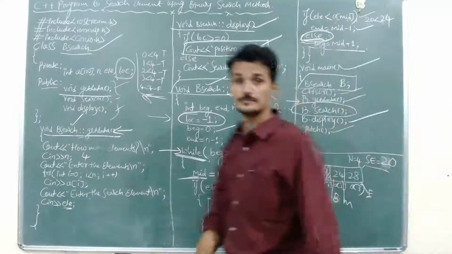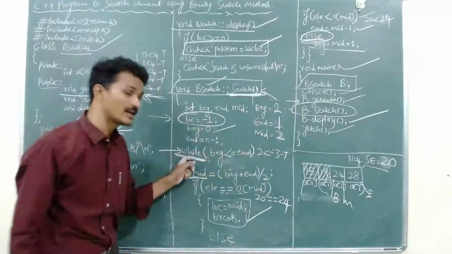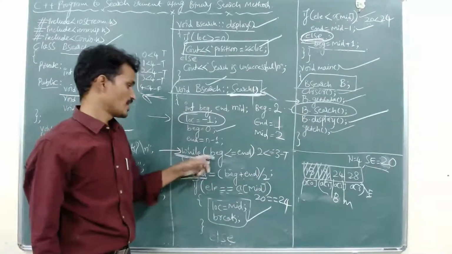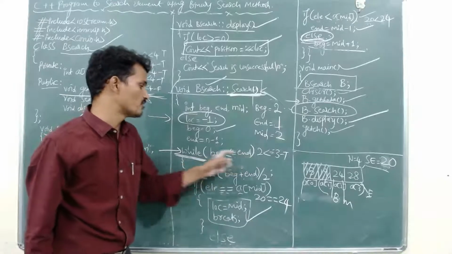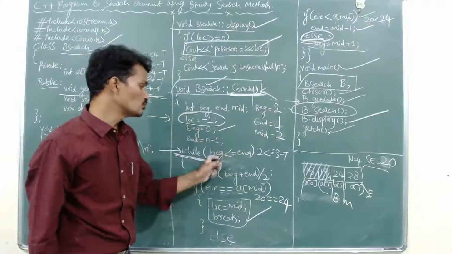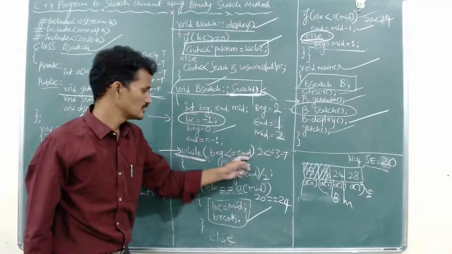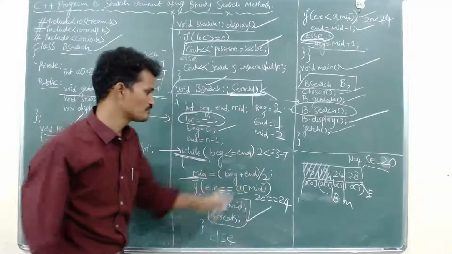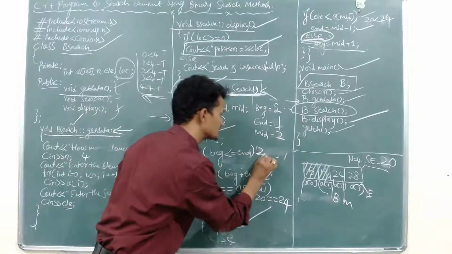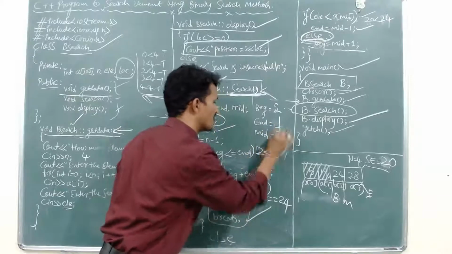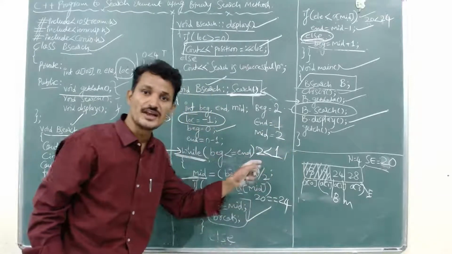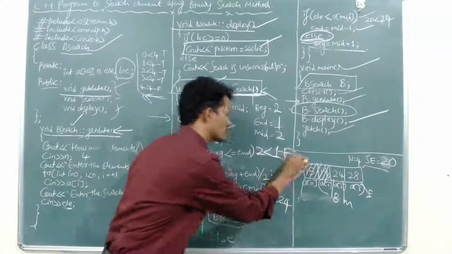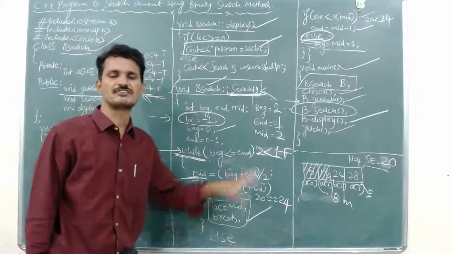Okay. That comes here. Again it comes here to the while loop. Have a look at the condition. Begin is less than or equal to end. What is the value of begin? 2. 2 is less than 1. 2 is the value of begin, less than. What is the value of end? 1. 2 is less than 1. Condition false.